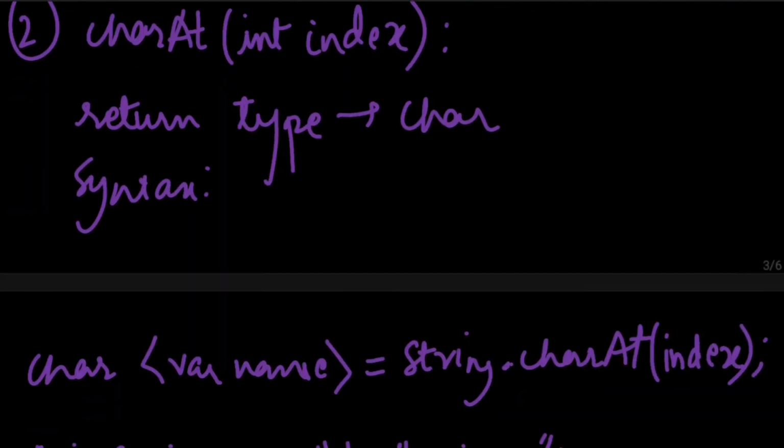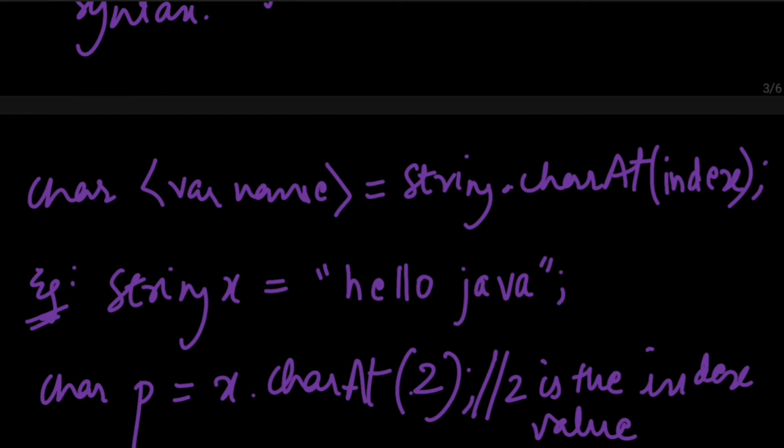Now the next one is charAt(int index). Its return type is, of course, a character, char. Let's look at its syntax. So you write char here, the variable data type, then the variable name, then string.charAt, C is small, A is capital, and the index.